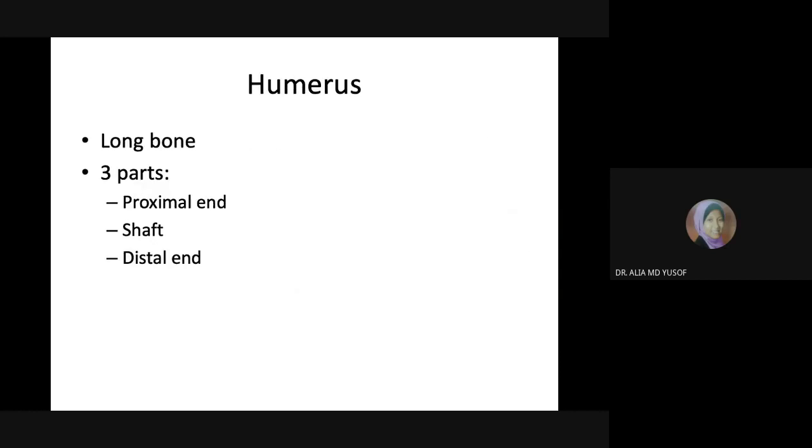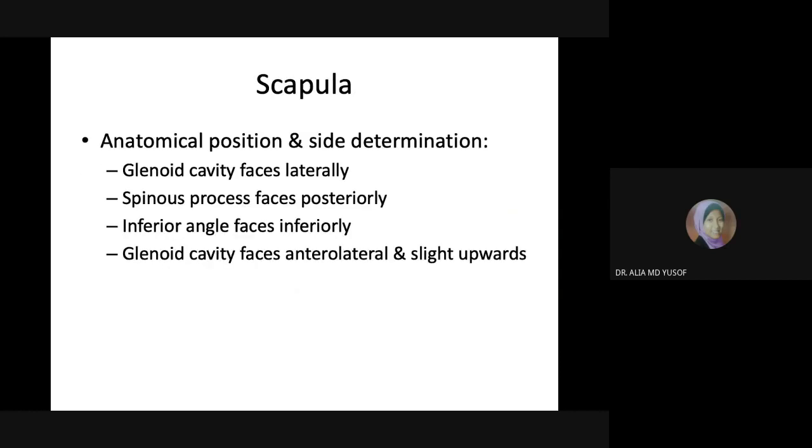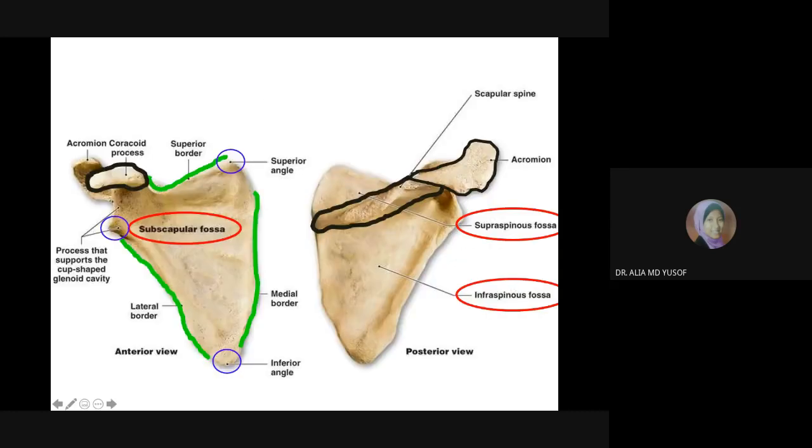Tak ada soalan? Okay. Scapula ini macam mana kita nak tahu position dia dan juga side determination. Side determination ni maksudnya kanan atau kiri lah. Anatomical position tu depan ke belakang. Okay, anterior ke posterior. Okay, again kita tengok gambar ni. Right.